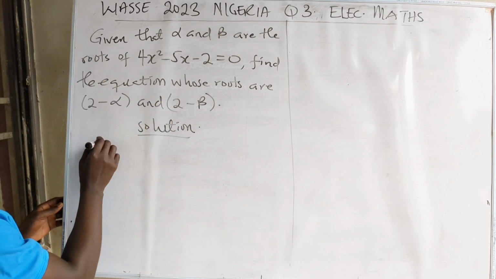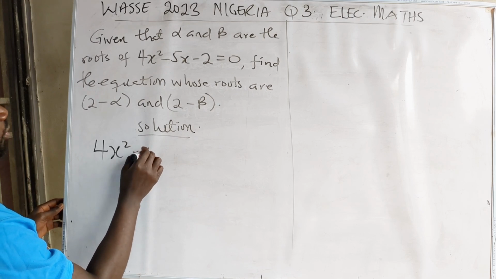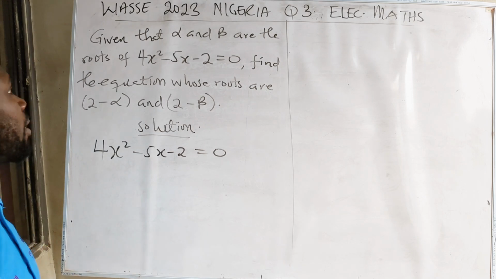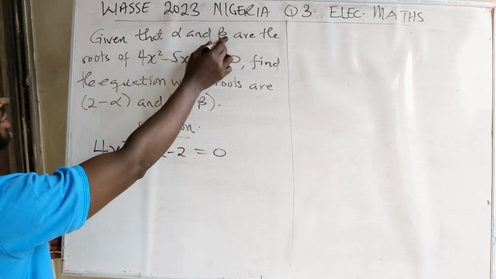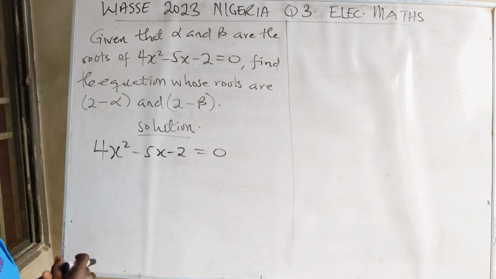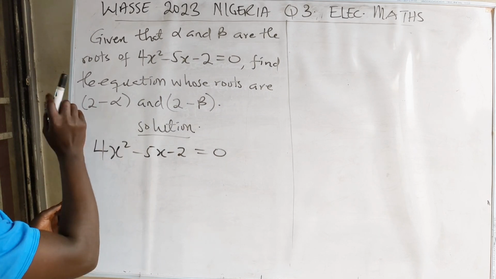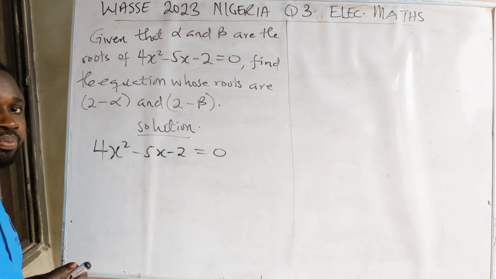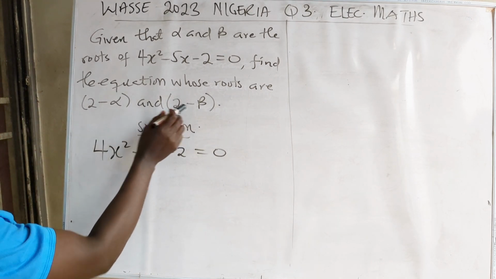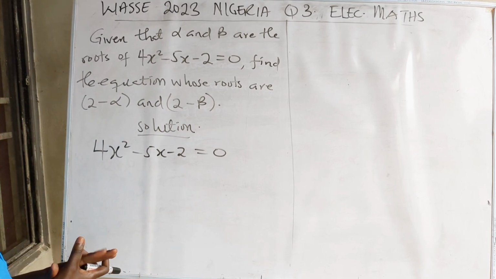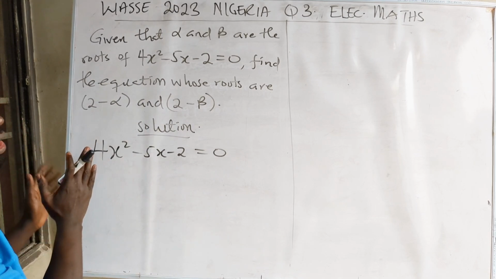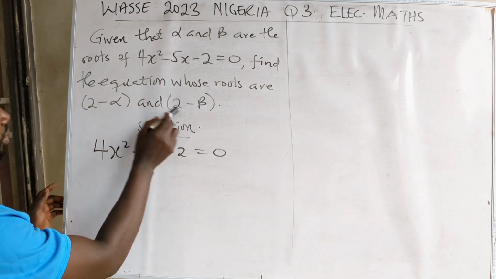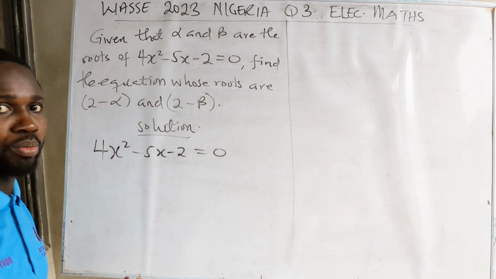So there is a quadratic which is 4s squared minus 5s minus 2 equal to 0. It has two roots, and the roots are alpha and beta. And he's saying that we should find the equation whose roots are 2 minus alpha and 2 minus beta. So before we can find the equation whose roots are these, what we have to do is find the sum of the roots and the product of the roots in terms of alpha and beta, so that we can use that to solve for 2 minus alpha and 2 minus beta.